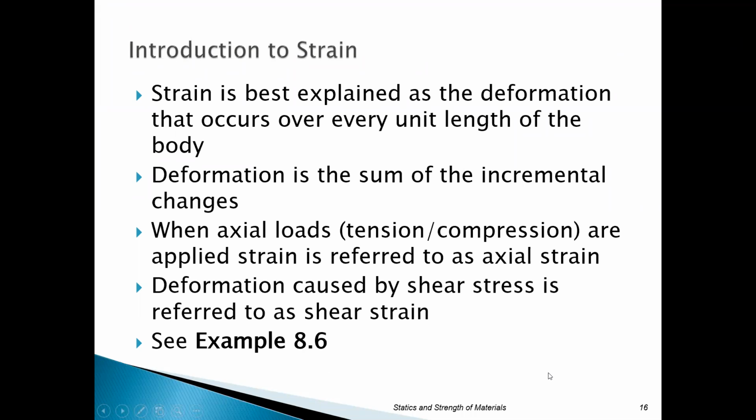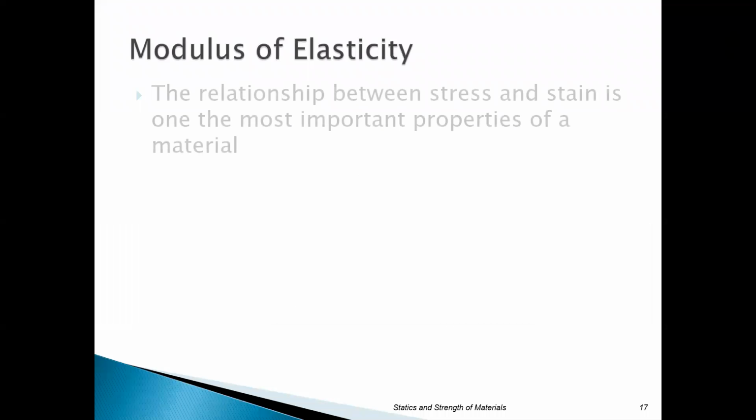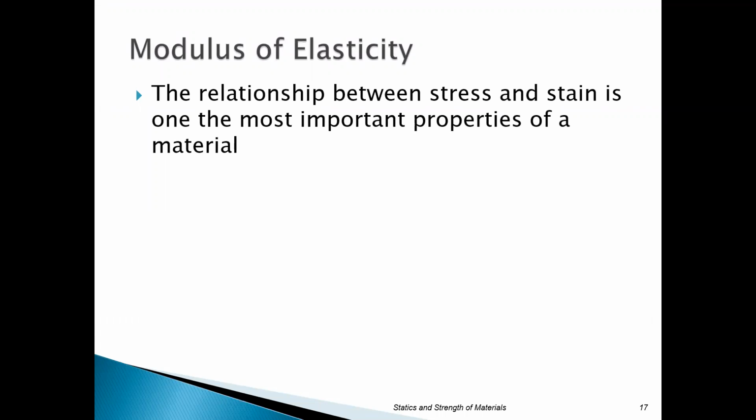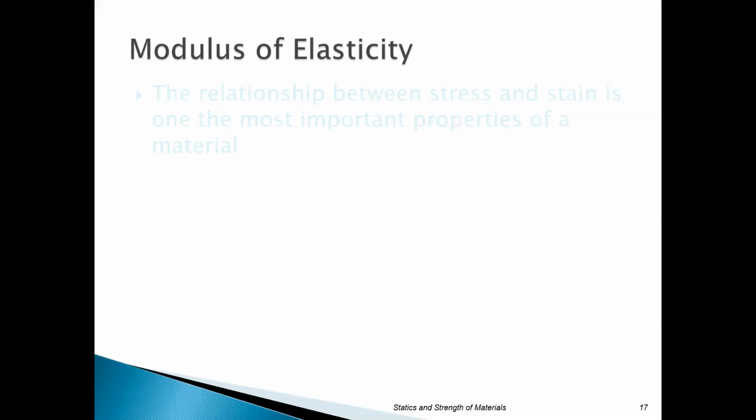So let's go to another concept now. We're going to put these two together, and this is a process of what's called the modulus of elasticity. Now we're going to begin to look at how stress and strain interrelate. The relationship between stress and strain becomes one of the most important properties of a material. Each material is going to respond to force, stress and strain differently. So modulus of elasticity becomes a signature or a property of that material.